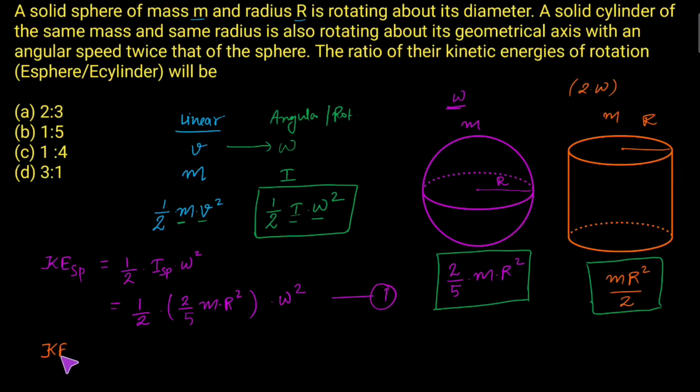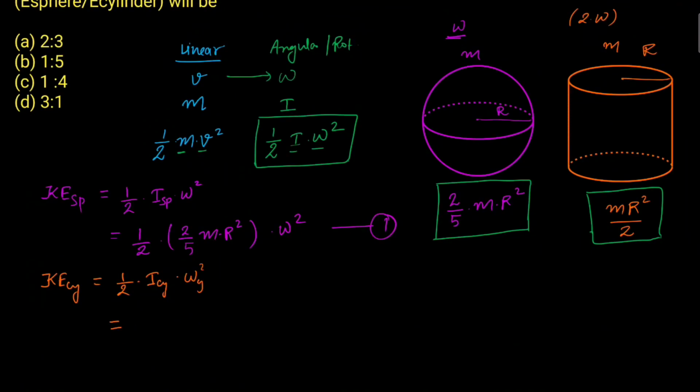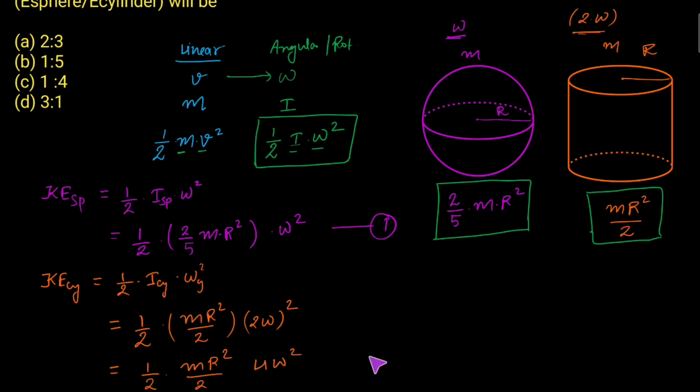So rotational kinetic energy of the cylinder would be half I, the moment of inertia of the cylinder, into the angular speed of the cylinder squared. So this will be equal to half, the moment of inertia of the cylinder is mr square by 2. We are just using this formula, I am not deriving it here. Mr square by 2 into the square of the angular speed. The angular speed of this cylinder is 2 omega, so this would be the square of 2 omega. If we further simplify this, we will get half mr square by 2 into 4 omega square. So this is our equation number 2.